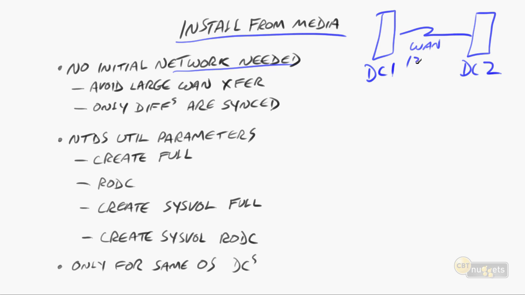Maybe it's only 128K. That's really painfully slow in any instance. But if you're a larger organization with hundreds of megabytes or even gigabytes of Active Directory data, it may never make it across that before the connection just times out or fails or has other kinds of problems. So that's a real issue that we want to avoid. So we're going to avoid a large WAN transfer.